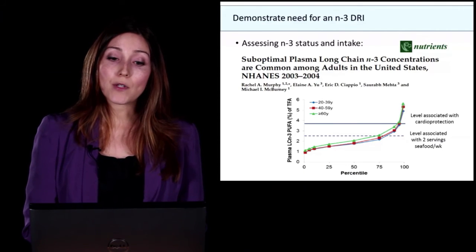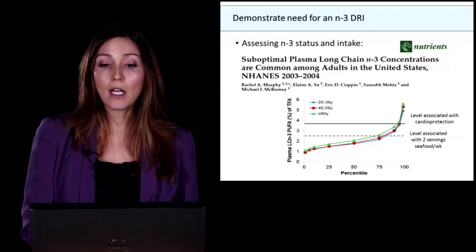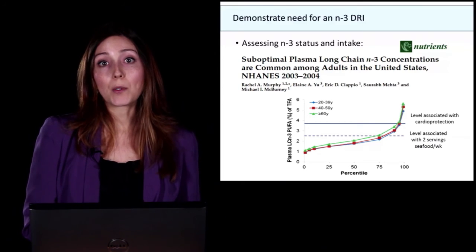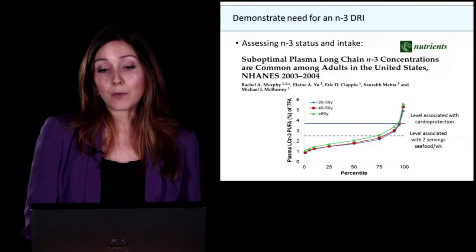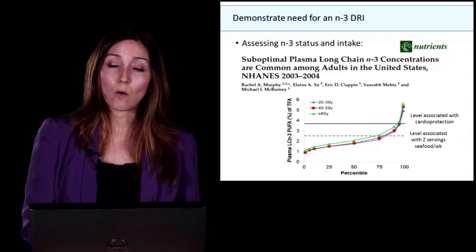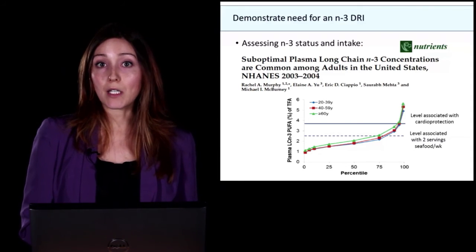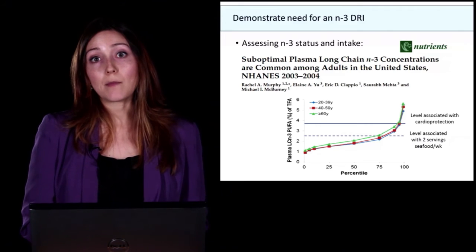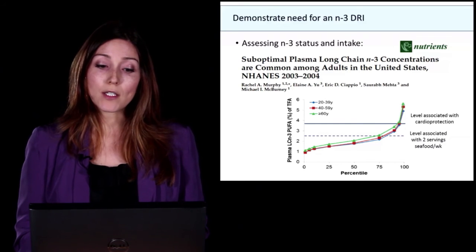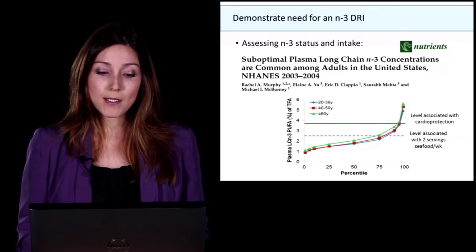As well, to demonstrate the need for an omega-3 DRI, it's important to look at the population level intake of omega-3s, the status as well. So trying to show that there is a need for an omega-3 DRI. This is work that I led in combination with investigators at Cornell and DSM Nutrition. And we used data from the National Health and Nutrition Examination Survey, which is a large epidemiologic data set in the United States. Here we looked at plasma levels of omega-3 fatty acids, so looking at the status of individuals.